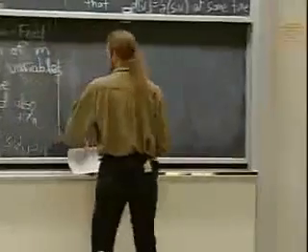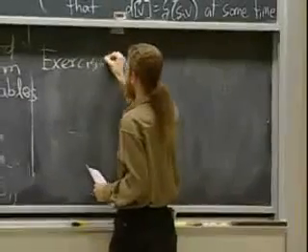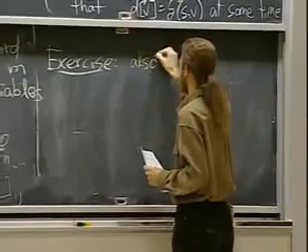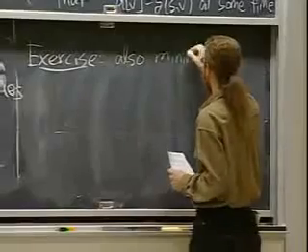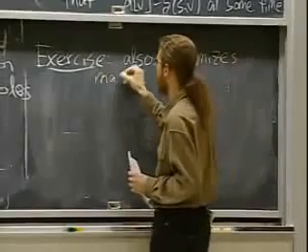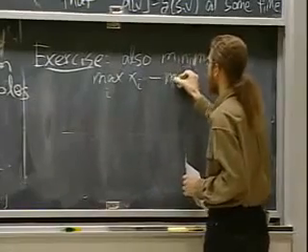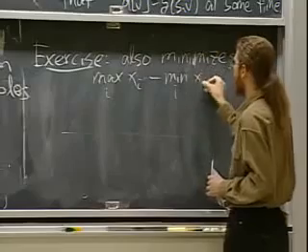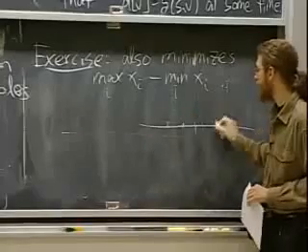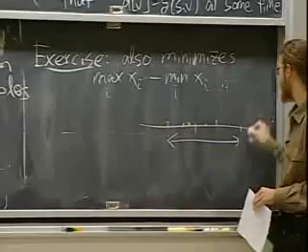Okay? It does more than that. It cooks, it cleans, it finds shortest paths. It also minimizes the spread, the maximum over all i of xi minus the minimum over all i of xi. So if you have your real line and here are the xi's, wherever they are, it minimizes this distance. And 0 is somewhere over here.